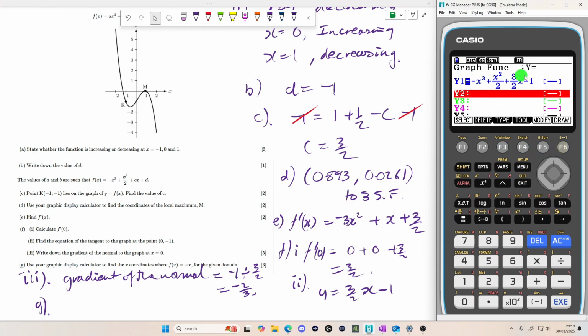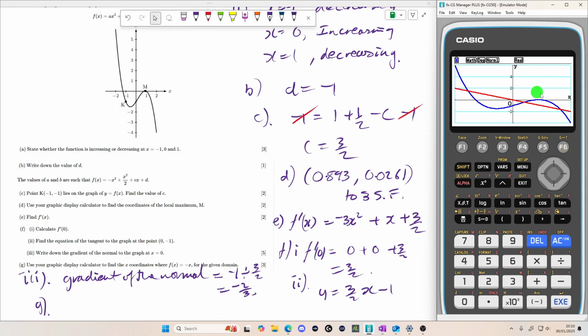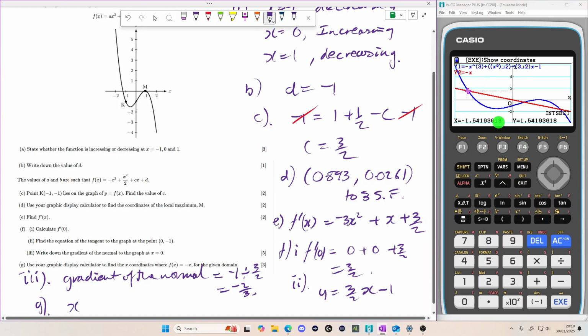Part G. Use a graphical display calculator to find the x-coordinates where f of x equals minus x. So let's go in. We've got our function for f of x. If we put another function, y equals minus x, and press execute, if we draw that, where they cross must be where this function equals minus x. And we can just go graph solve, find the intersection, and I get our first one of minus 1.54.